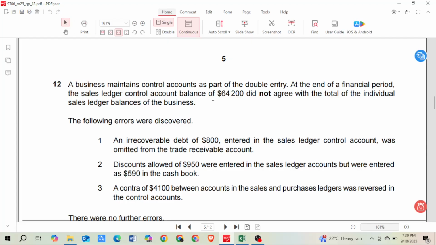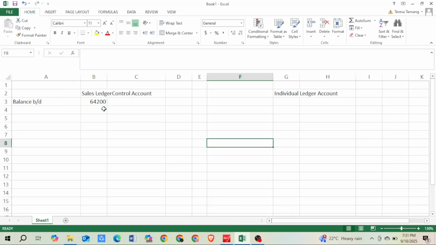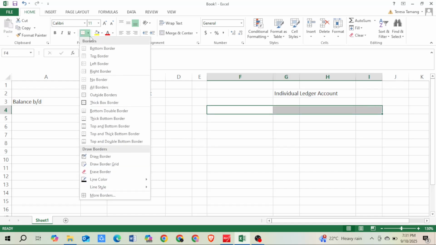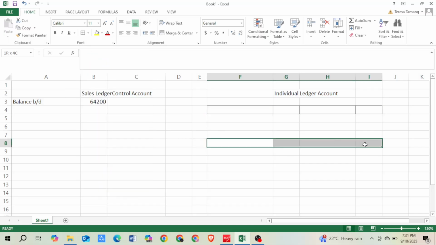Okay, so when we prepare the control account, the main objective is that the total on the control account should match with the individual ledger balances that we have. For example, I have a sales ledger control account balance b/d here of 64,200. So when I add up all the individual ledger account balances of trade receivables A, B and C, or more than that, if I have 10 trade receivables, then I'll add all their balances b/d, and those balances of each individual ledger account should sum up to 64,200.